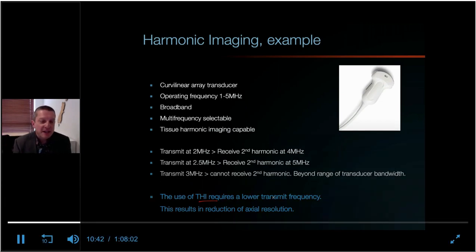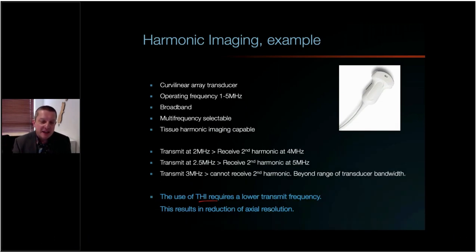Because tissue harmonic imaging usually requires a lower transmit frequency in order to allow us to receive the higher order harmonics, it means that there is some reduction of axial resolution. For instance, using the transducer that I first showed you in the slide, you may be able to do an abdominal ultrasound at 4 megahertz without harmonics. So 4 megahertz on transmit, 4 megahertz on receive. But you could not do tissue harmonic imaging with the second harmonic at 8, so 4 megahertz transmit and 8 megahertz receive. Those transducers don't have a wide enough bandwidth.